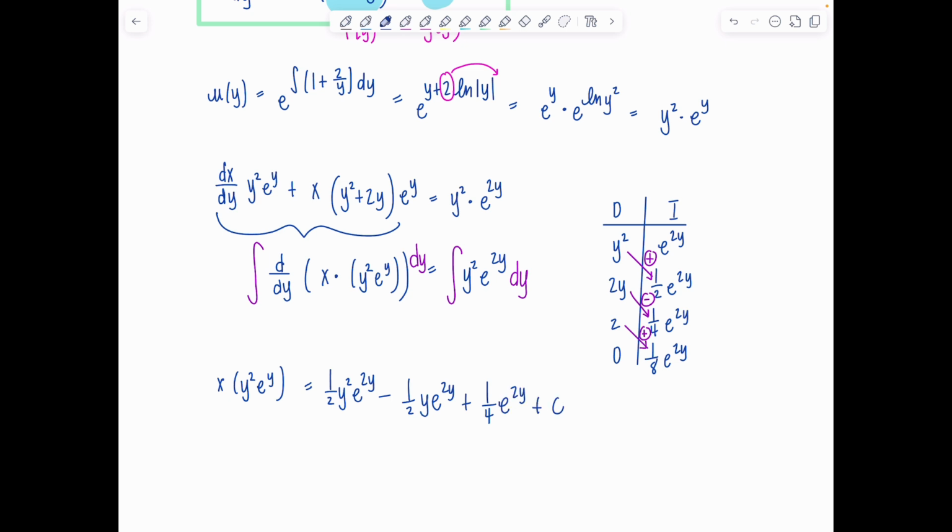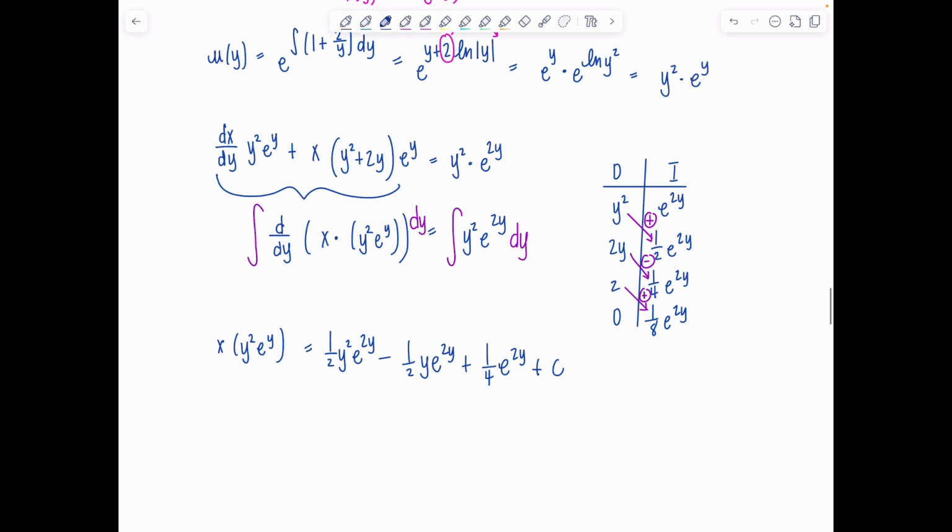And then let me try to isolate x now, right? That's my dependent variable. So I'm going to divide everybody by y squared e to the y. Is it going to come out nice? I hope. So x equals 1/2. I'll have e to the y, right? Because e to the 2y divided by e to the y gives me e to the y.